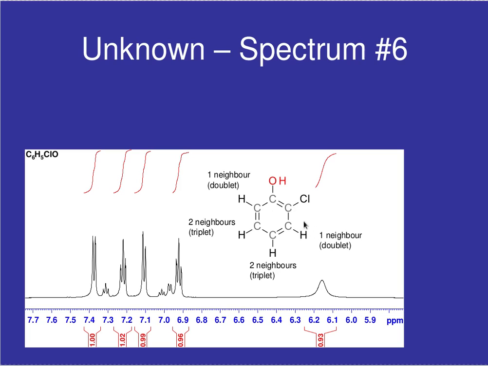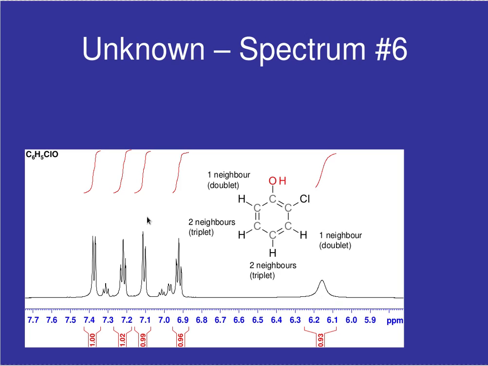this proton has got 1 neighbor, so it'll be a doublet. This one has got 2 neighbors, 1 on each side, so it'll be a triplet. This has 2 neighbors, 1 on either side, so it'll be a triplet, and this is 1 neighbor, so it'll be a doublet. So we expect to see these patterns that we see here, ignoring the impurities that we've got. And of course, we have our OH signal appearing as well on the proton spectrum, because there is a proton attached.